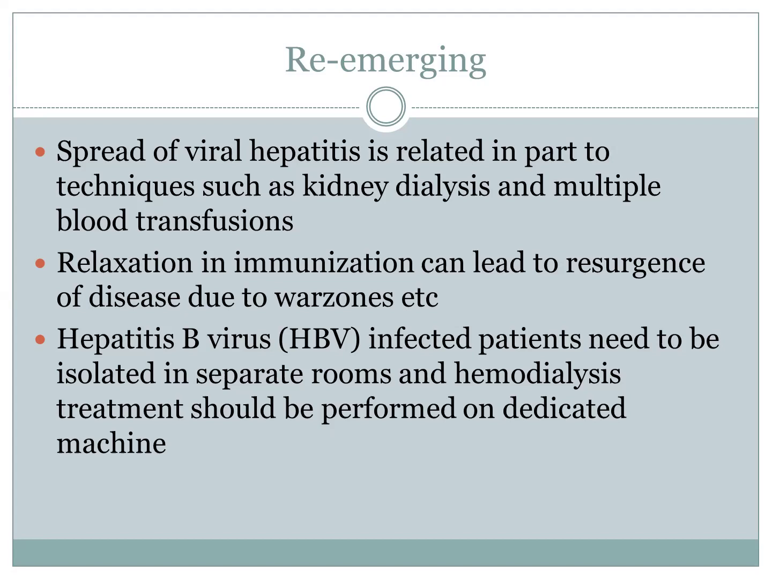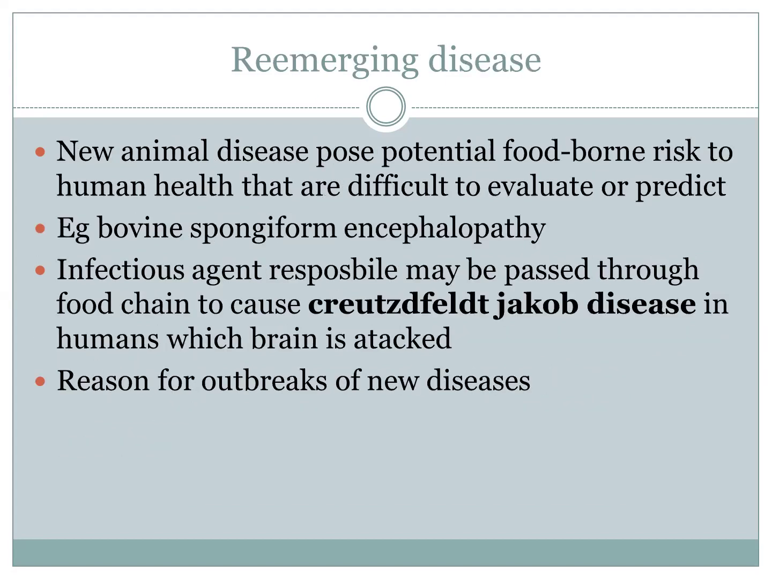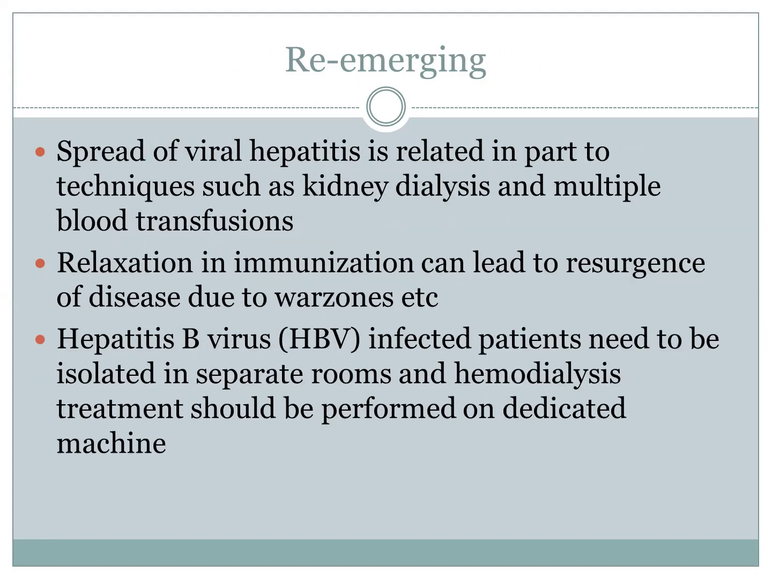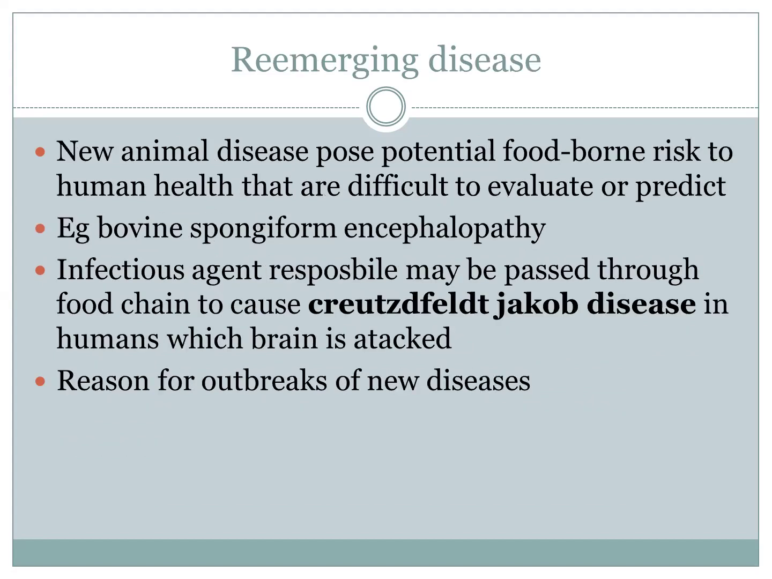The relaxation in immunization can lead to resurgence of diseases, for example in war zones. A hepatitis B infected patient needs to be isolated in a separate room and hemodialysis treatment should be performed on a dedicated machine. So when a person who has hepatitis B or HIV undergoes dialysis, there is a separate machine available for those patients due to high contact. But if, due to strain on financial resources, this practice is not followed, then there is a high chance of transmission of hepatitis B and HIV to non-infected persons.